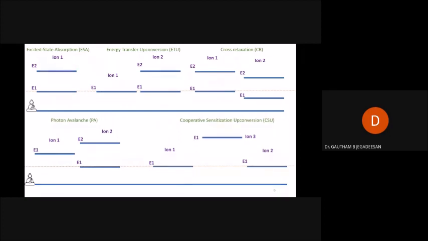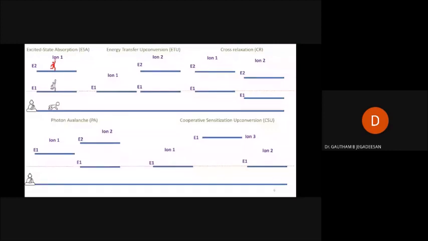The first one is excited state absorption. In this, the electron in the ground level gets excited by absorbing energy. You can understand the meaning by looking at the title, excited state absorption: the electron present in the excited state absorbs more energy and gets into excited level 2, so that there is an energy gain. Now it comes down, so that you get the upconversion.